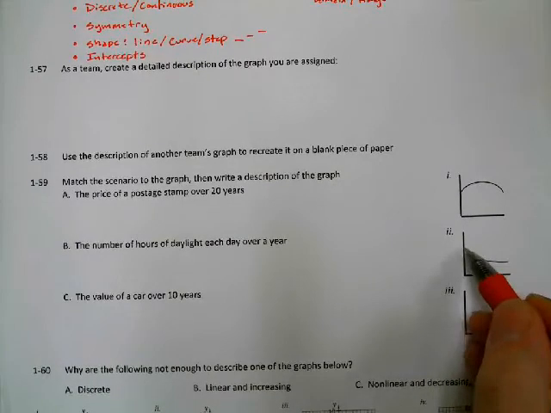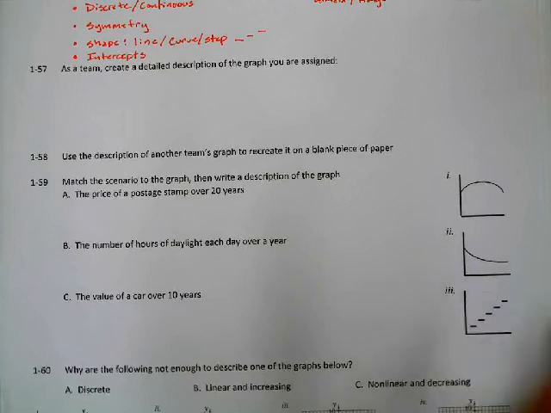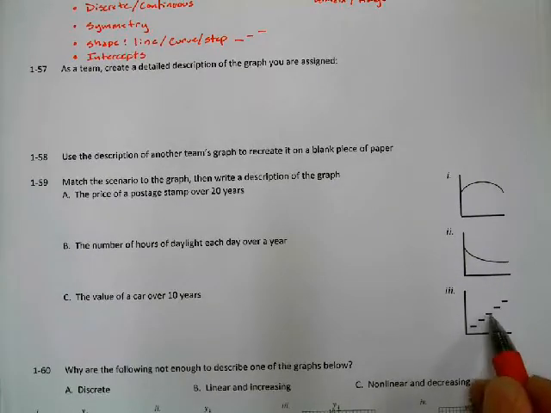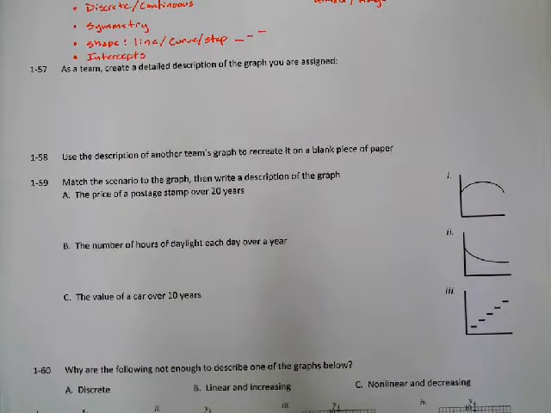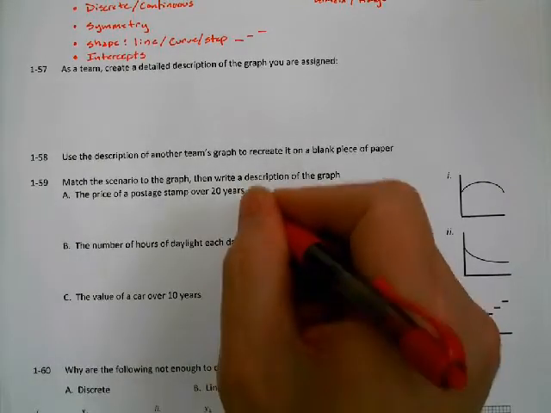Now, this is an interesting one. It's a step function here. And it kind of makes sense because for a while, the price would be this much. And then all of a sudden, they raise the price, and it's this much for a while. So you can see where step functions would come in, where things stay the same for a while and then change all of a sudden. Price is a really good way to do a step function. So this one would be I.